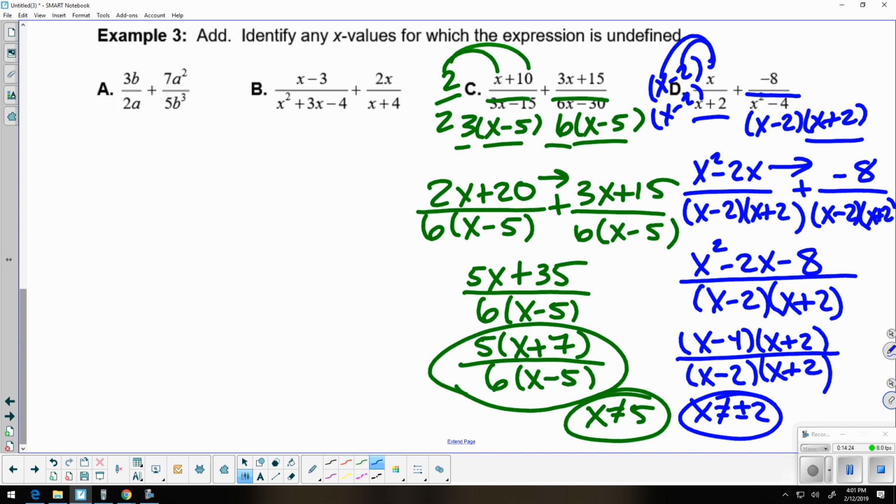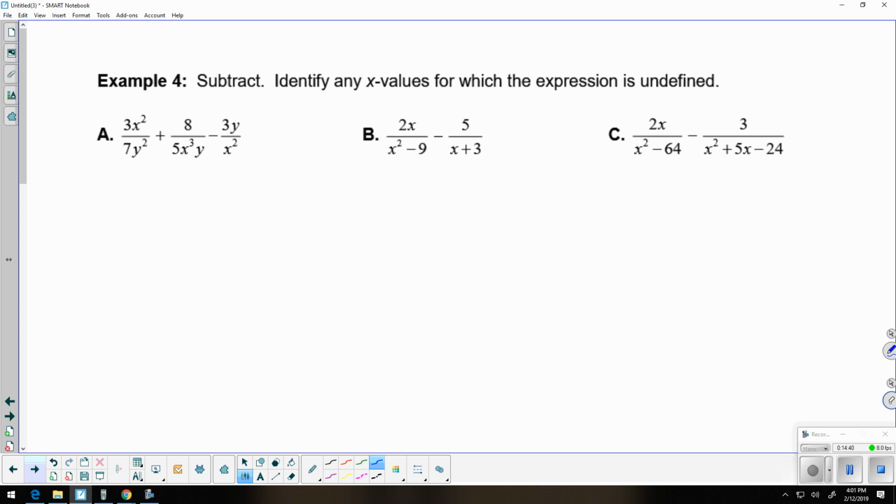That'd be positive and negative 2. Now from here, canceling x plus 2's. So your final answer would just be x minus 4 over x minus 2. That'd be your final solution. All right, so there's addition. Now let's move on to subtraction on the next page.